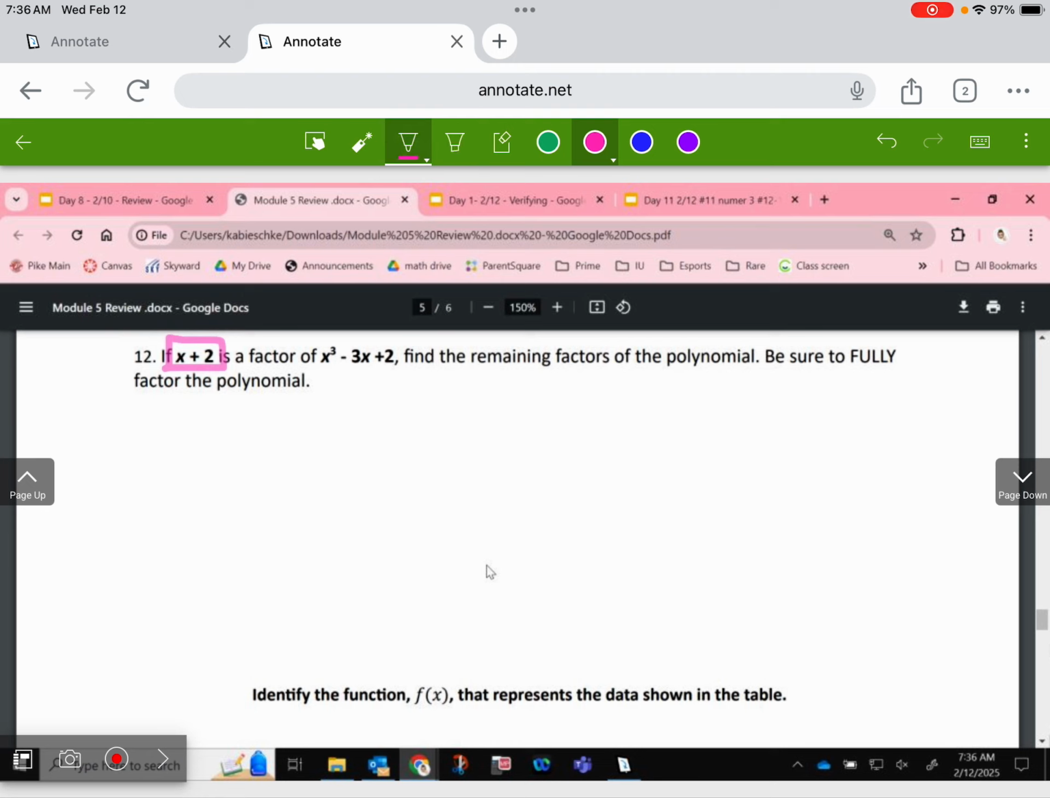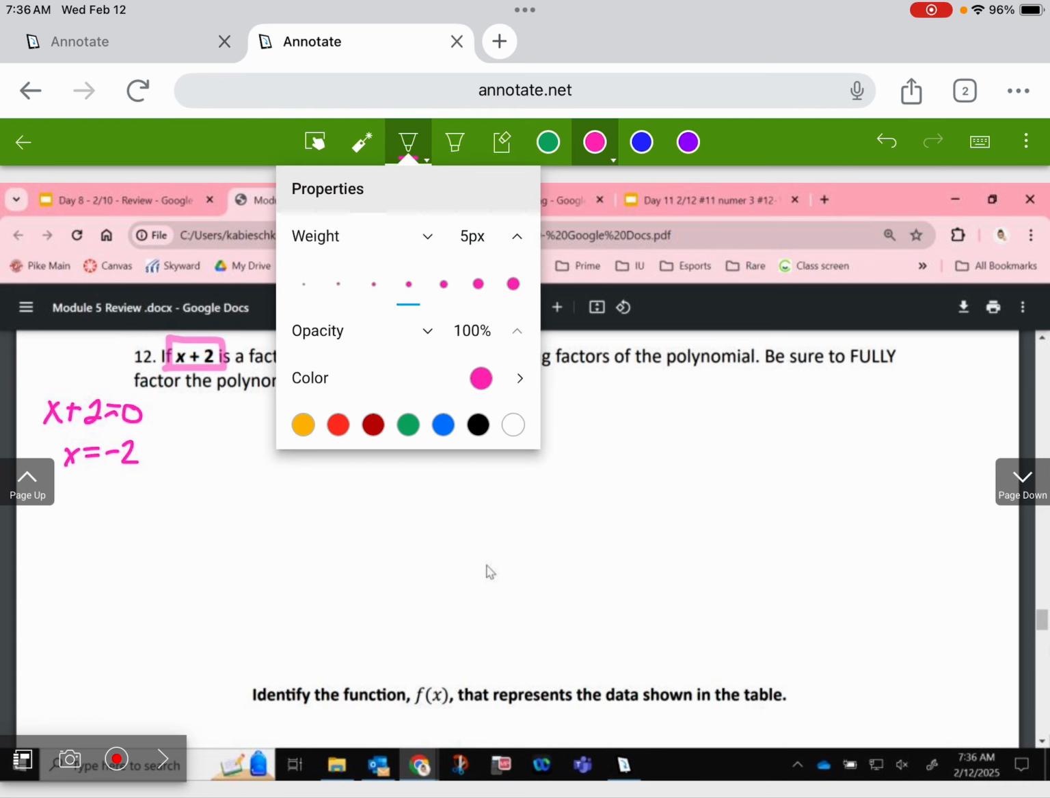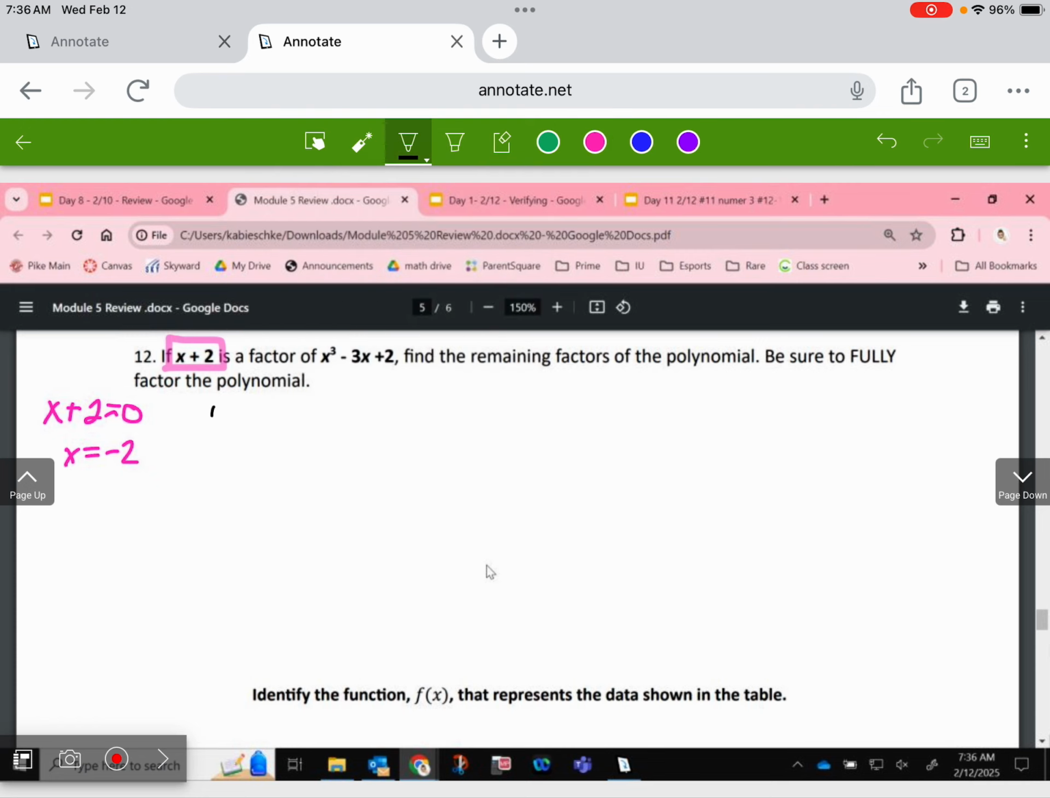We can do this as synthetic division. You do not have to do synthetic division, but on this one, that's probably going to be the easiest way to go. So to get started on this, we're going to find when x plus 2 equals 0 to find that root. So we have x equals minus 2 as our root. We're going to use that to set up some synthetic division. The minus 2 goes in the box. That's what we find it for.